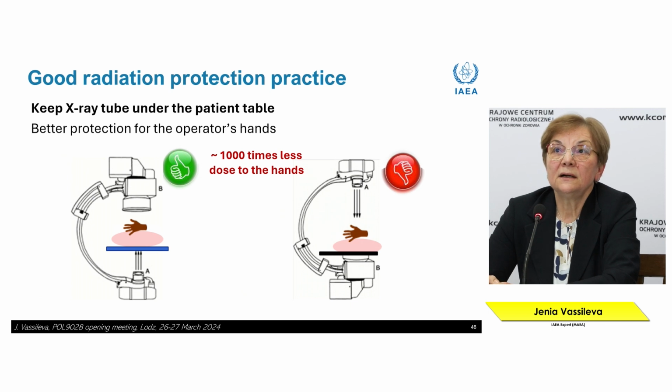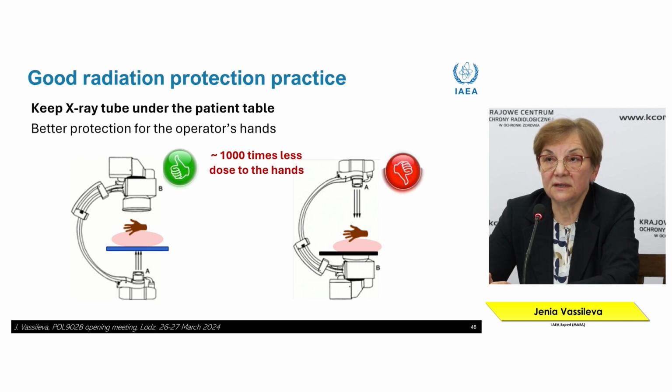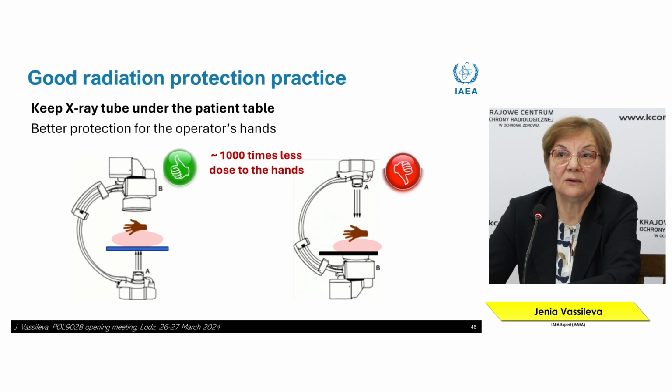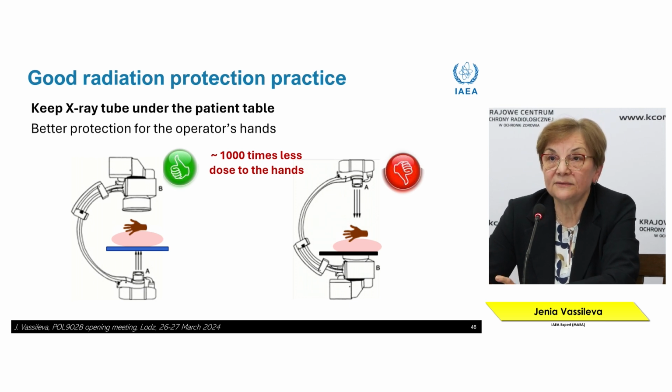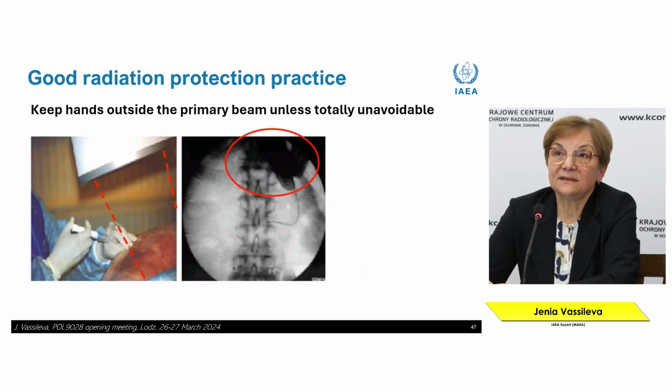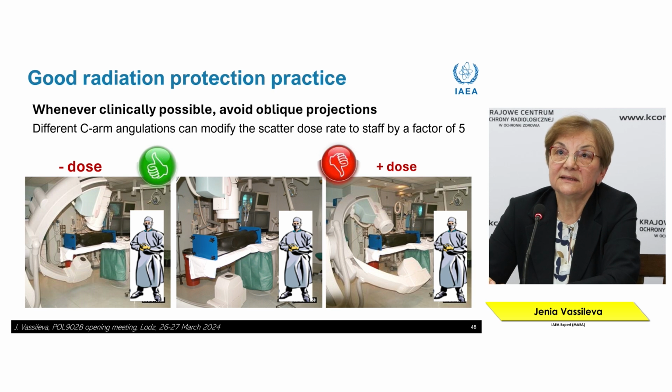It also helps reduce dose to the hands, especially in procedures. It's again applicable to surgical procedures, in which very often hands are in the beam. They should be in the beam. If the tube is under the table, the patient body absorbs almost everything. So the dose to the hands of the operator is 1,000 times less when the tube is under the patient table, under the body. Of course, the hands should be kept outside the primary beam unless totally unavoidable, and this is a good practice.